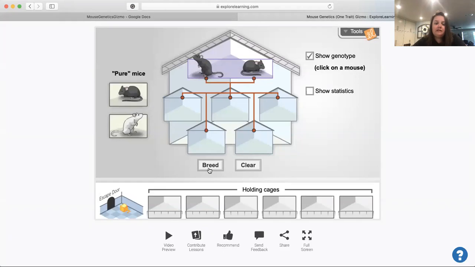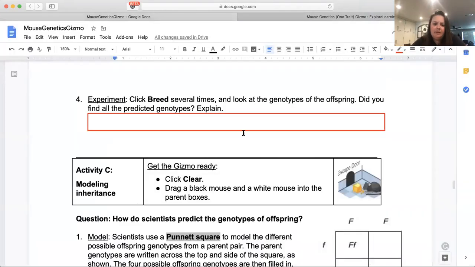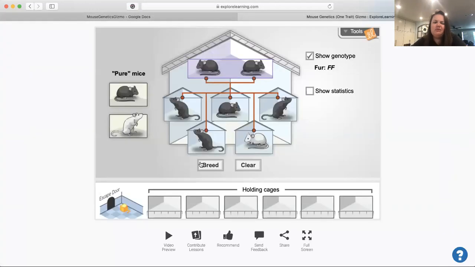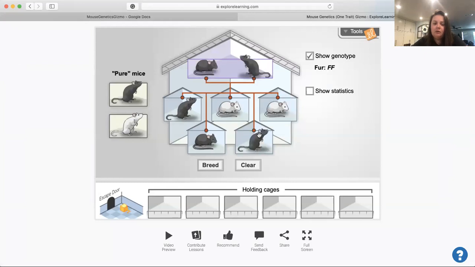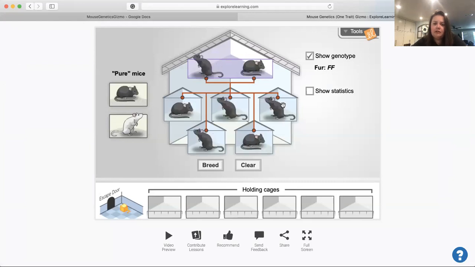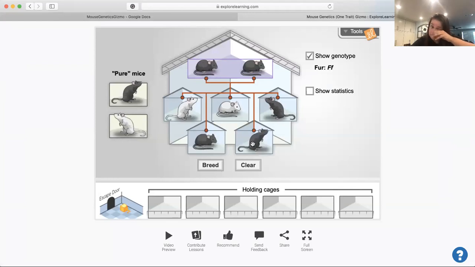Okay, now let's breed. Let's see what our offspring look like. Does it say how many times to do it? Several times. Several means a couple. So we got some capital F, lowercase f, and some capital, capital, and some lowercase, lowercase. The white ones are lowercase, lowercase. We got black, that's capital, capital or capital, lowercase, and many more of each combination.